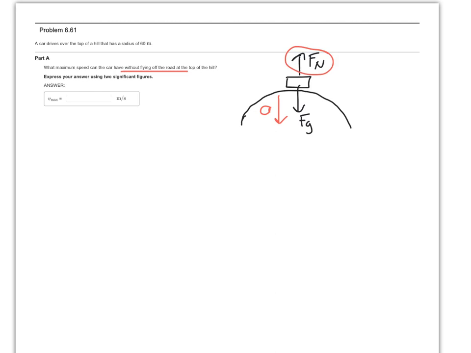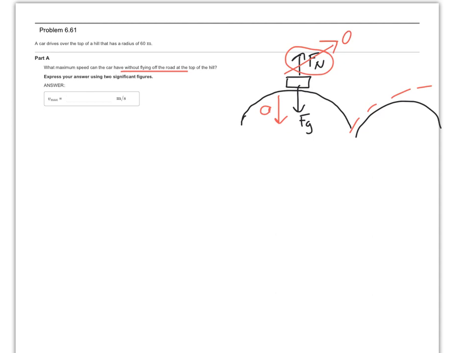If it was going faster than that, what would end up happening at the top is the car would just take off and actually leave the surface of the road, because there'd be no more normal force and gravity wouldn't be enough to keep it moving in a circle. But there is a perfect speed where there is no normal force, and at the top of the hill, right at this point here, we have only gravity acting on it, keeping it moving in a circle. So that means that we actually only have one force acting on this object.